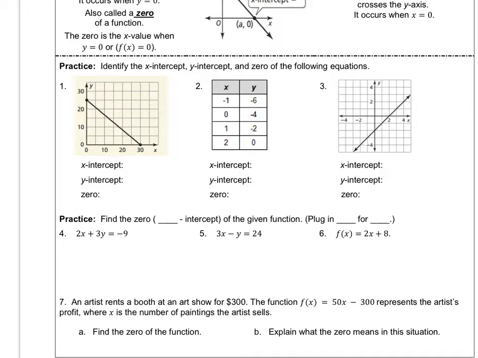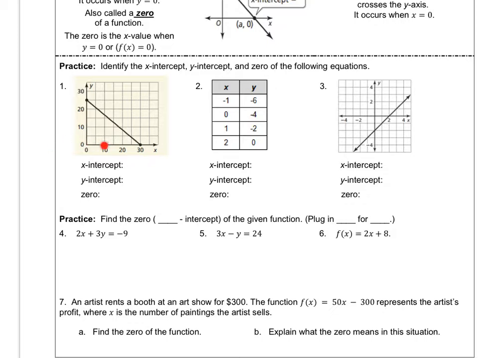Before we do that, you need to know one more piece of vocabulary called the zero of a function. The zero of our function is the x-intercept. The zero of the function is any time our function or our line touches the x-axis or crosses it. That's called a zero.